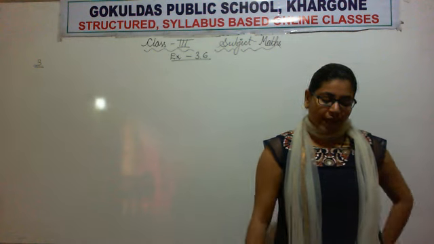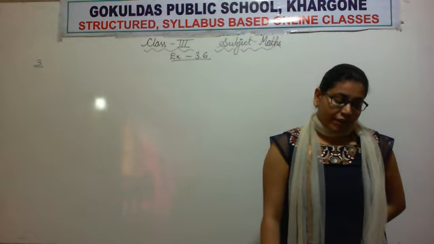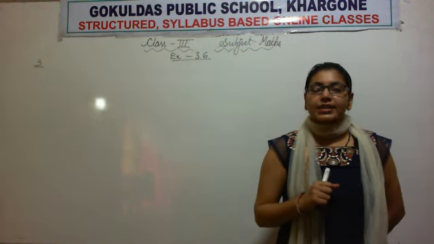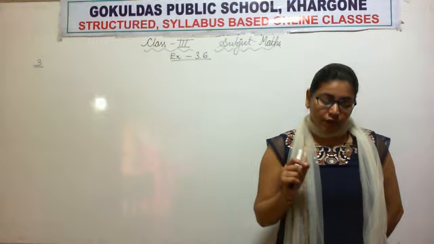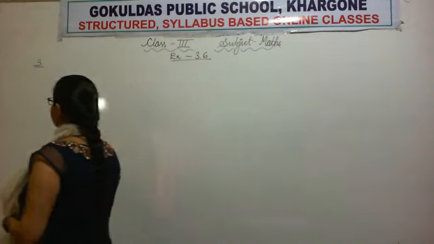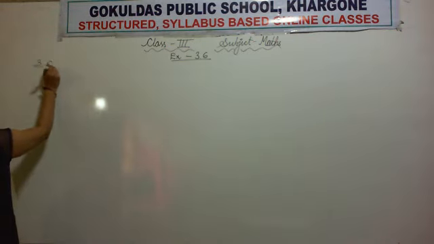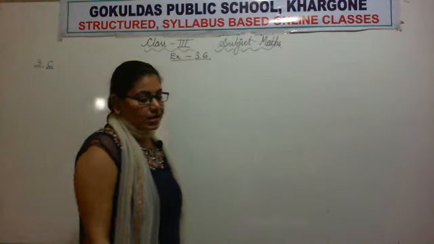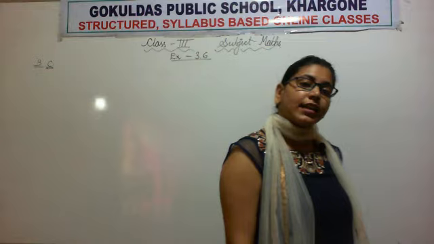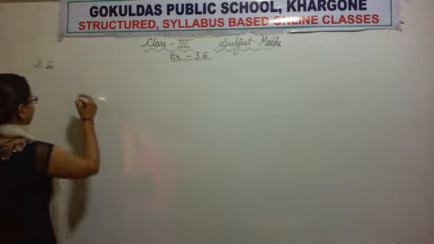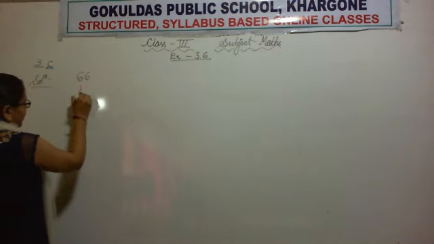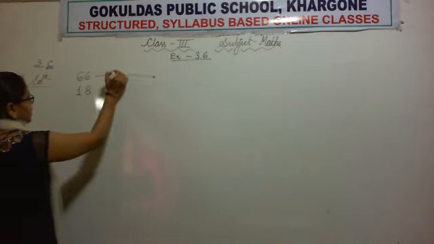So, if we subtract Rohan's age from the total age, then we will get the father's age. So, in this question, we will do subtraction and estimated subtraction. So, let's do it. Part C. See, the two numbers which we can see are 66 and 80. So let's write them. 66 and 80.